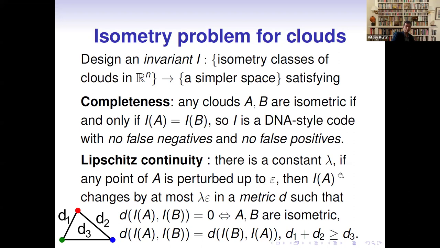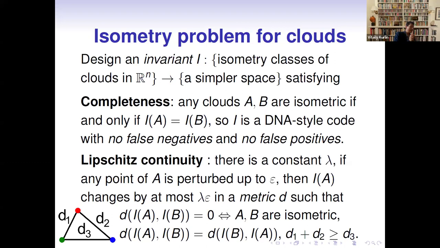And now Lipschitz continuity. If you have our metric, then there should be a constant lambda, a very specific numerical constant, and this constant will be simply two in our further results, such that after perturbing every point of our cloud up to epsilon, the invariant changes up to at most lambda epsilon in the metric that we have chosen. So the invariant changes only a little bit, up to lambda times epsilon.